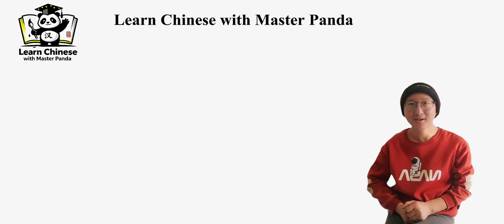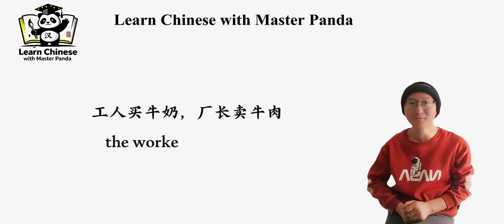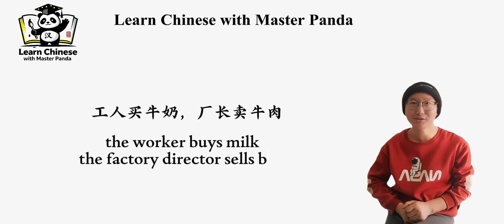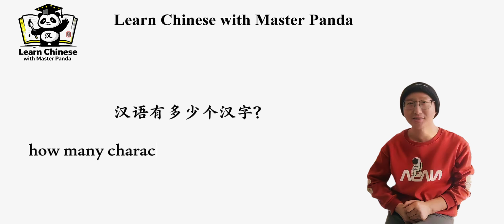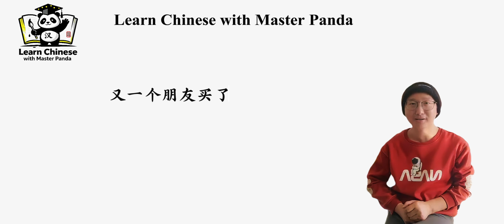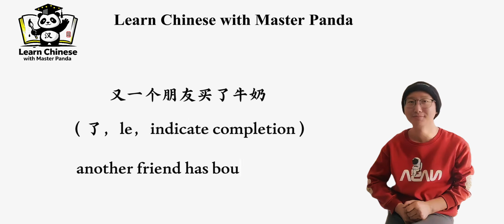Number 4. 工人买牛奶，厂长卖牛肉. The worker buys milk. The factory director sells beef. Number 5. 汉语有多少汉字? How many characters are there in Chinese? Number 6. 又一个朋友买了牛奶. Another friend has bought milk.